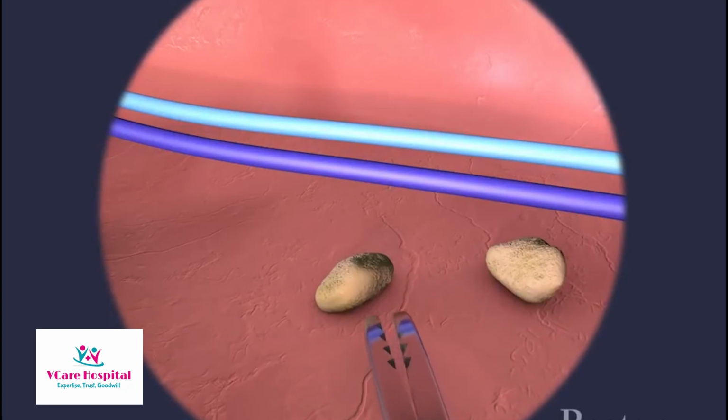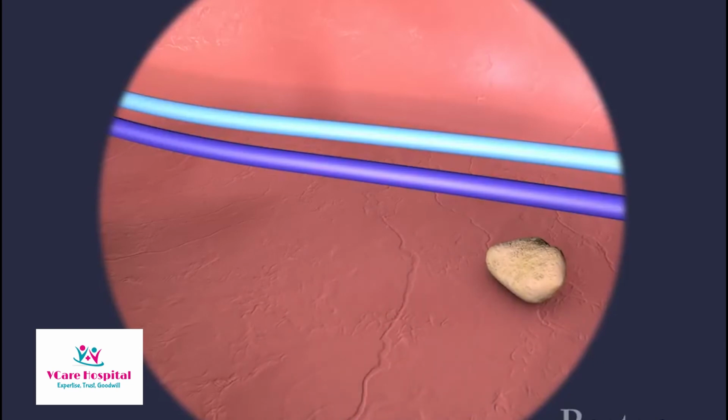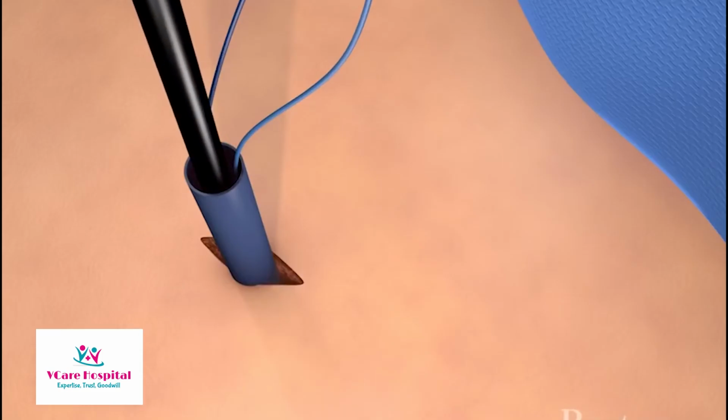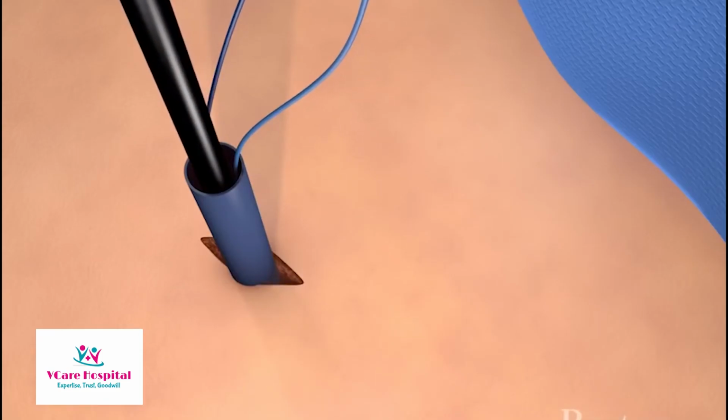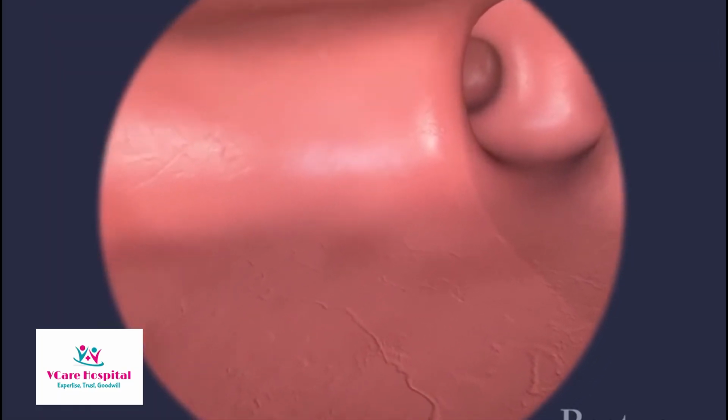Insert rigid graspers through the nephroscope to collect stones. Remove the stones and the scope. Insert the flexible cystoscope. Look for remaining stones in the calyces.